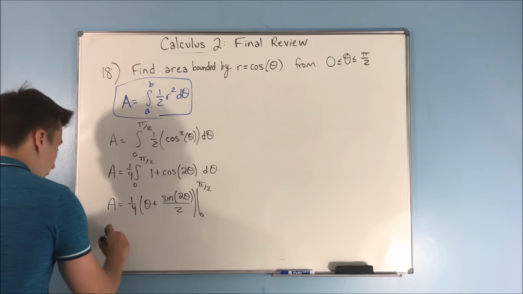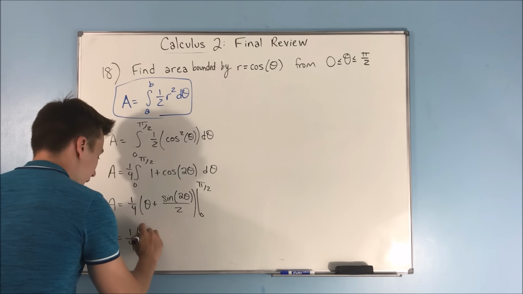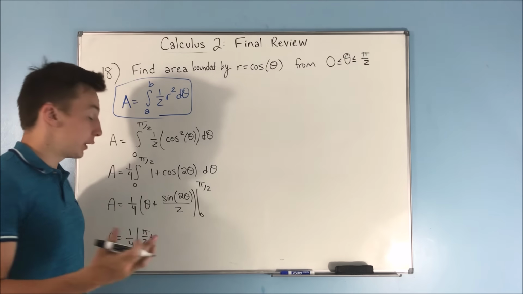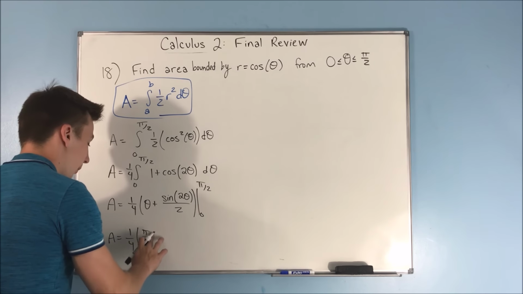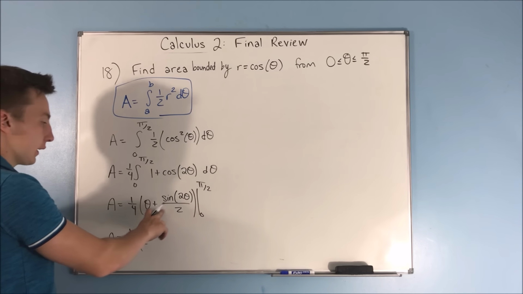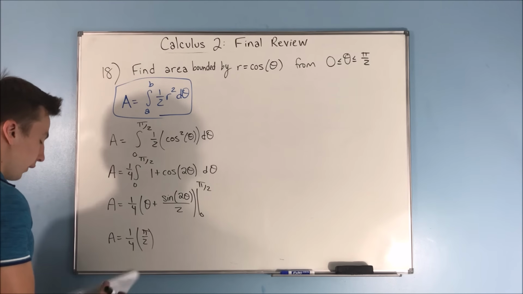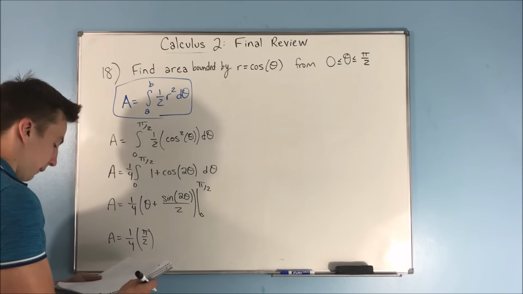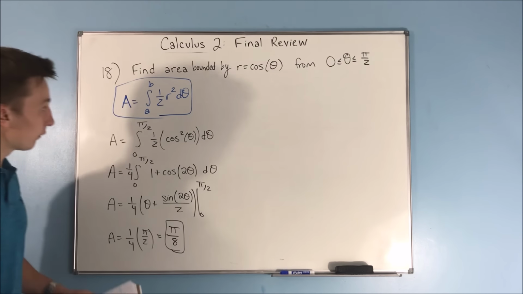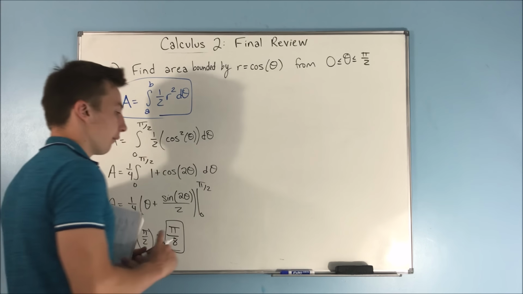And now we can evaluate. So we get 1/4 times pi over 2 plus sine of 2 times pi over 2, which is just pi. Sine of pi is 0, so we don't need to worry about anything there. So we'll have pi over 2 minus the next term, which is going to be 0 plus sine of 0, which is again going to be 0. So really all we have is a pi over 2 here. So we have 1/4 times pi over 2, which is going to give us pi over 8. Alright, so again, just really knowing a formula here, and that's basically it.